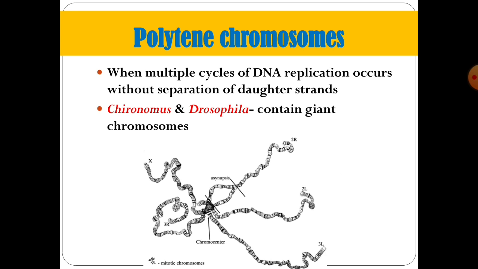Then another term is polytene chromosomes. When multiple cycles of DNA replication take place without separation of daughter strands, there are multiple copies of DNA joined together, and a huge chromosome is seen, known as a polytene chromosome. This phenomenon is seen in Chironomus and Drosophila. Fine.